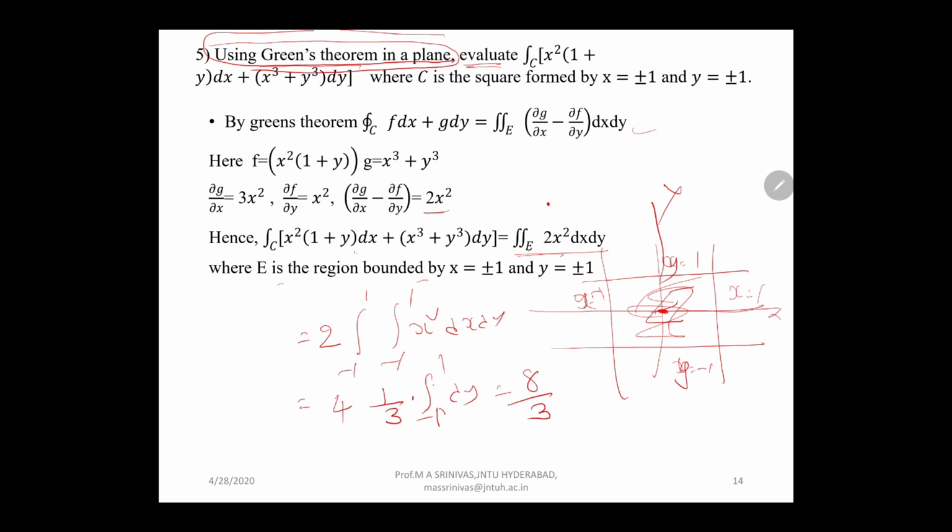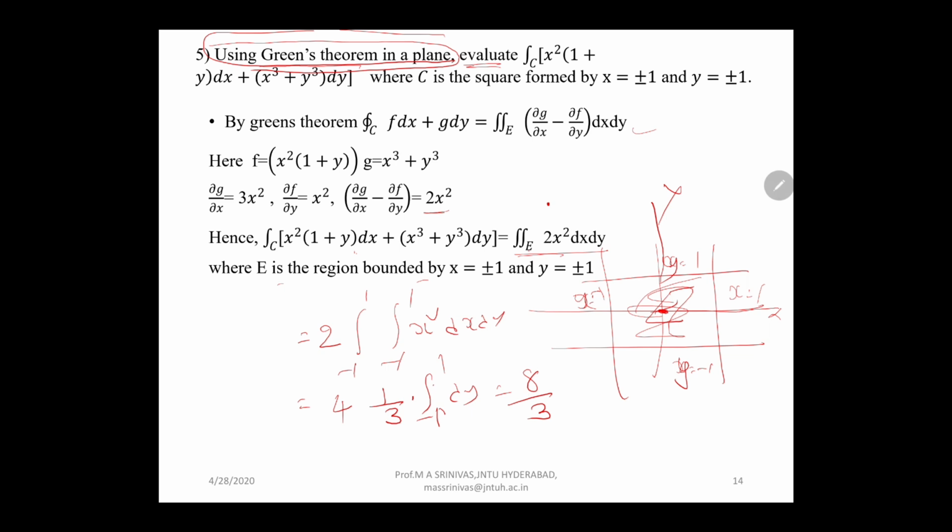But don't be under the impression that every line integral can be converted to a double integral. Only when the line integral is along a closed curve. Because it is a closed curve, I am able to find this line integral, instead of doing that laborious one, simply by finding the double integral. The value I get is equal to the line integral value.